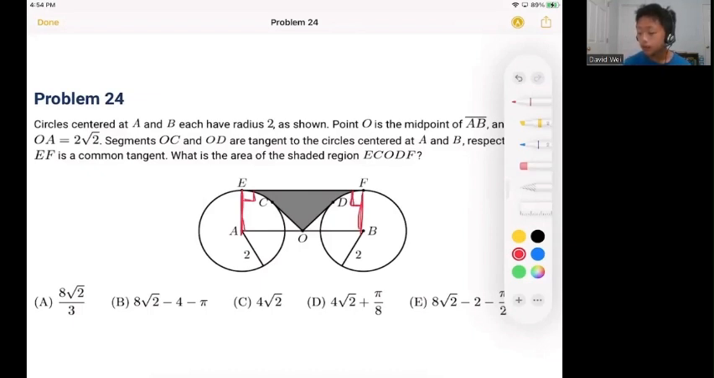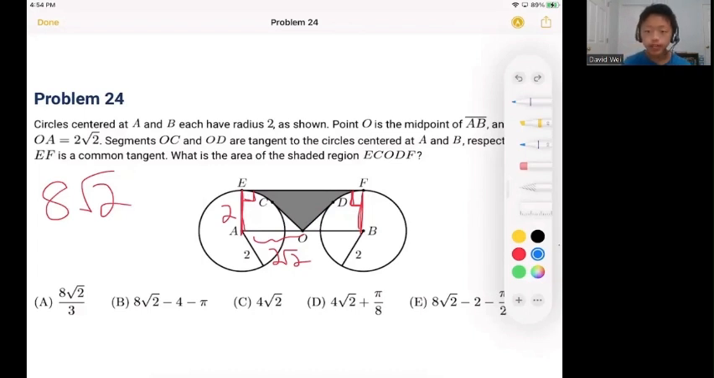Now we notice that AO is 2 root 2 and AE is 2. So AB is going to be 4 root 2. So the area of the rectangle is 2 times 4 root 2, which is 8 root 2. Now all we have to do is subtract off these blue regions, and then we would get the area of the shaded region. We only have to find the area of one of those regions, because we can just double it by symmetry. So to do that, we can draw again.